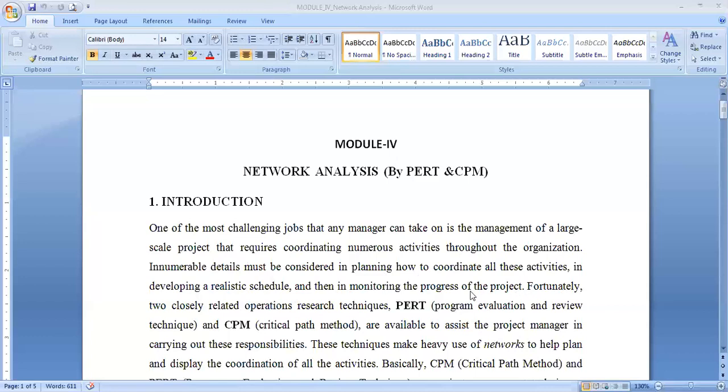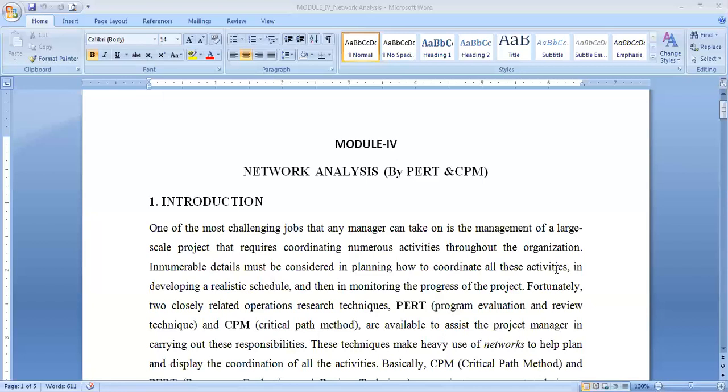But in order to make an efficient planning, there are two techniques available in operations research. Those are PERT and CPM. As I earlier mentioned, PERT stands for Program Evaluation and Review Technique, and CPM stands for Critical Path Method. These are available to assist the project manager in carrying out his responsibilities. These techniques make heavy use of a network to help plan and display the coordination of all the activities.